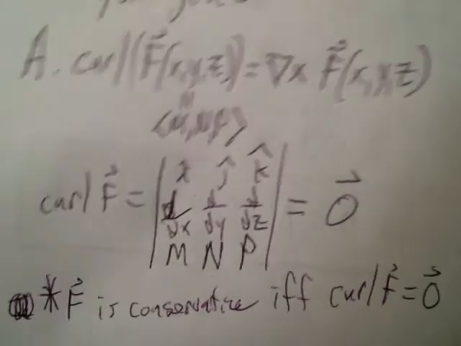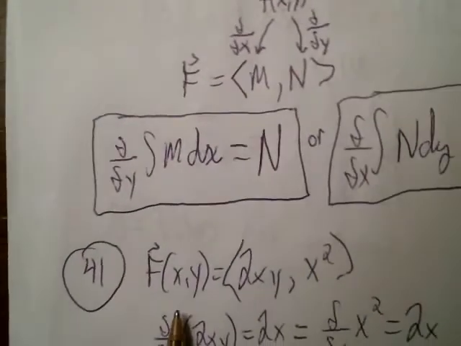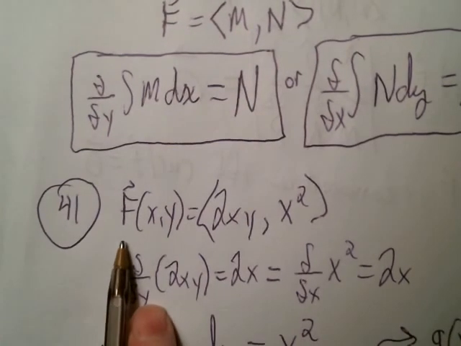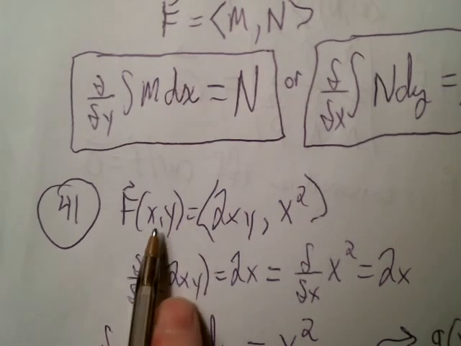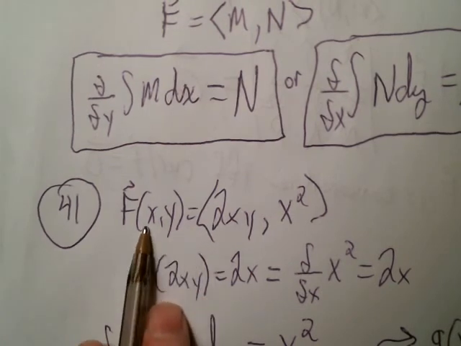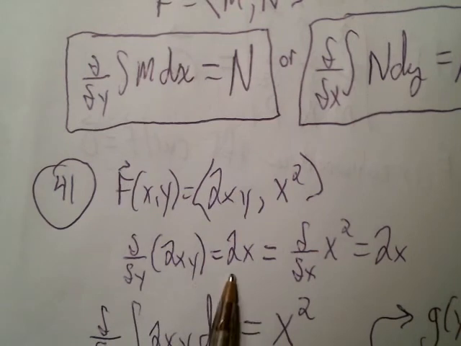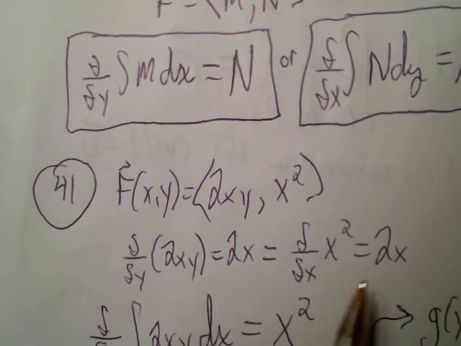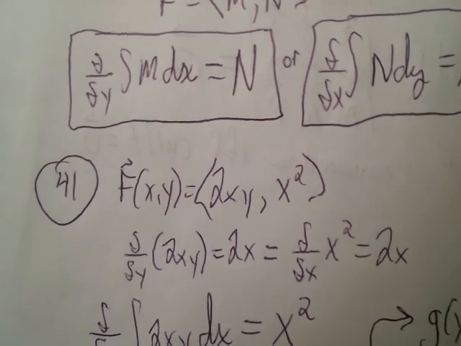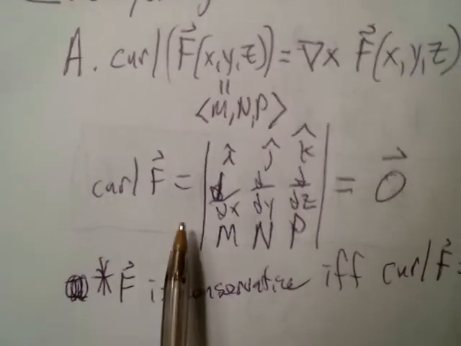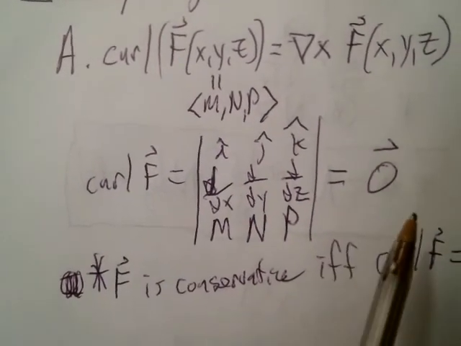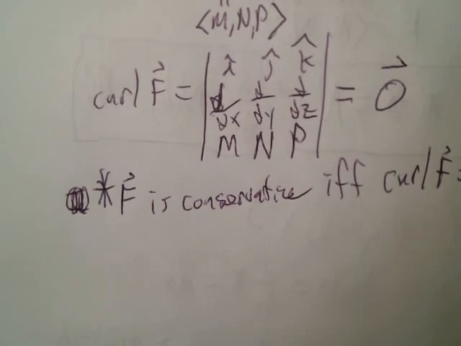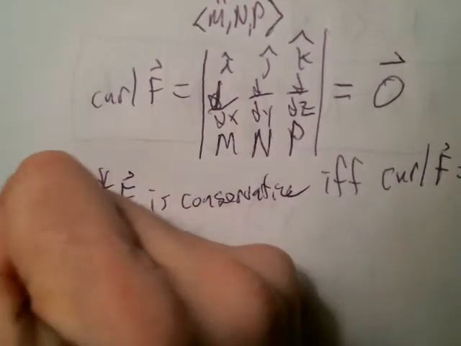The first check you'll do when you're doing one of these potential function problems and you have 3 variables instead of 2: you can't do this process where you take partials and see if they're equal. That won't work with 3 variables. You're going to have to do this curl F thing and show it's equal to 0. So let's look at one of those, in particular number 59.